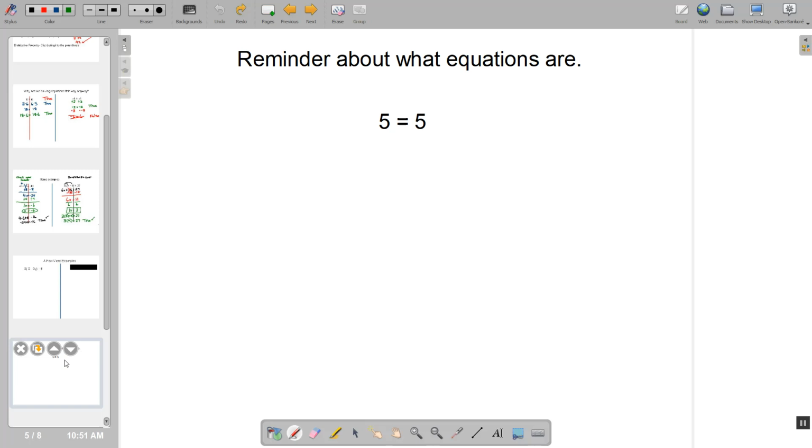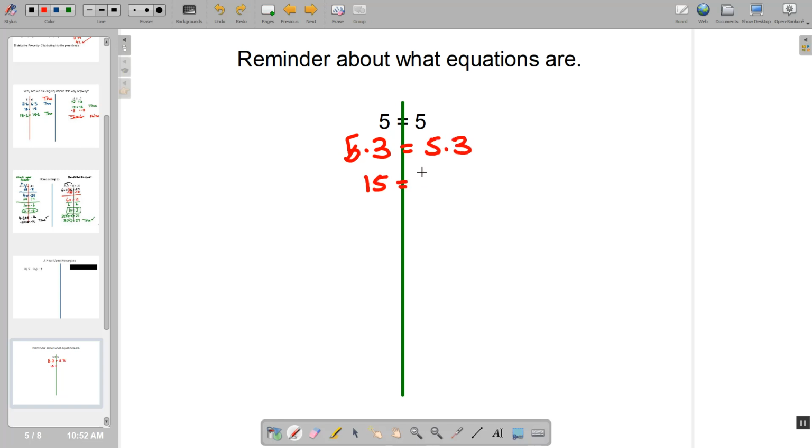Before we start the retake video, I just want to review once again what equations are. The idea of an equation is that you are continually making both sides of the equal sign equal to each other, or continuing to make a true statement. So for example, if I multiplied both sides by 3, 5 times 3 is equal to 5 times 3, which means both sides of my equal sign are still equal to each other. We still have a true statement.